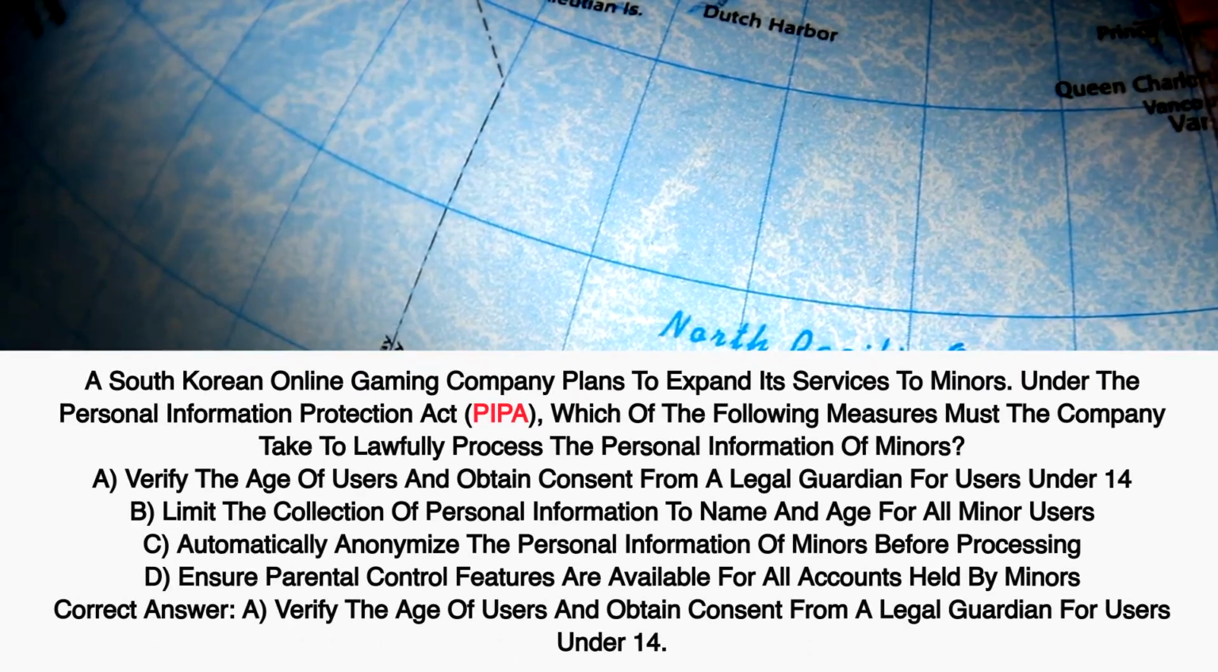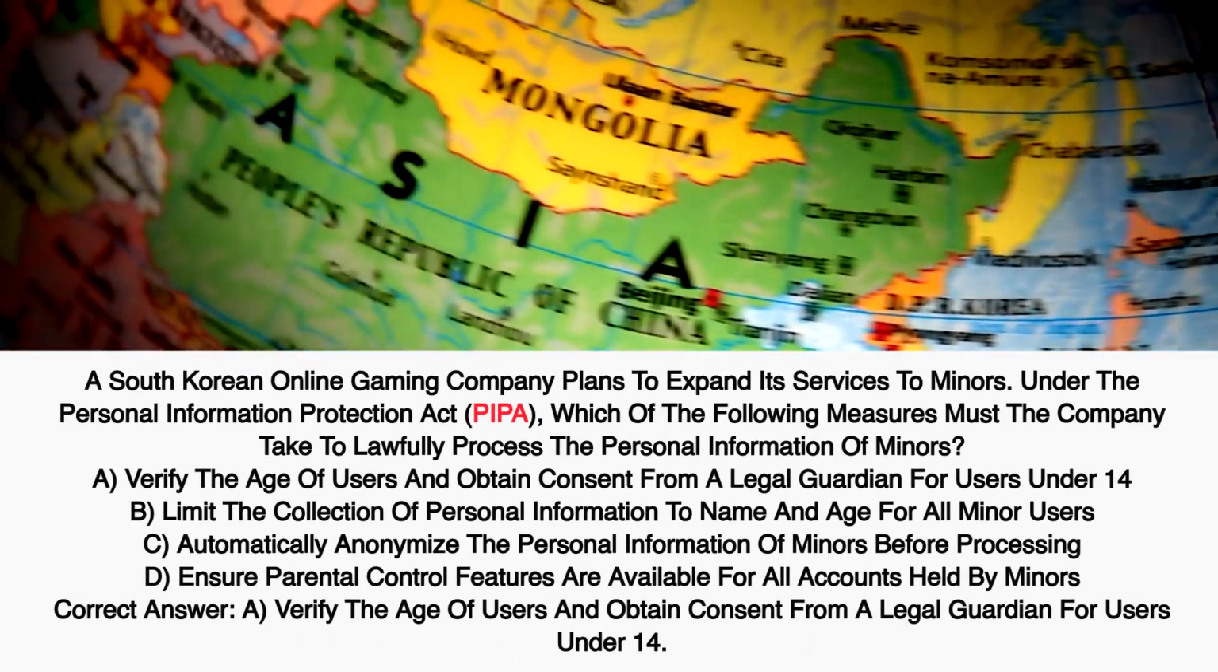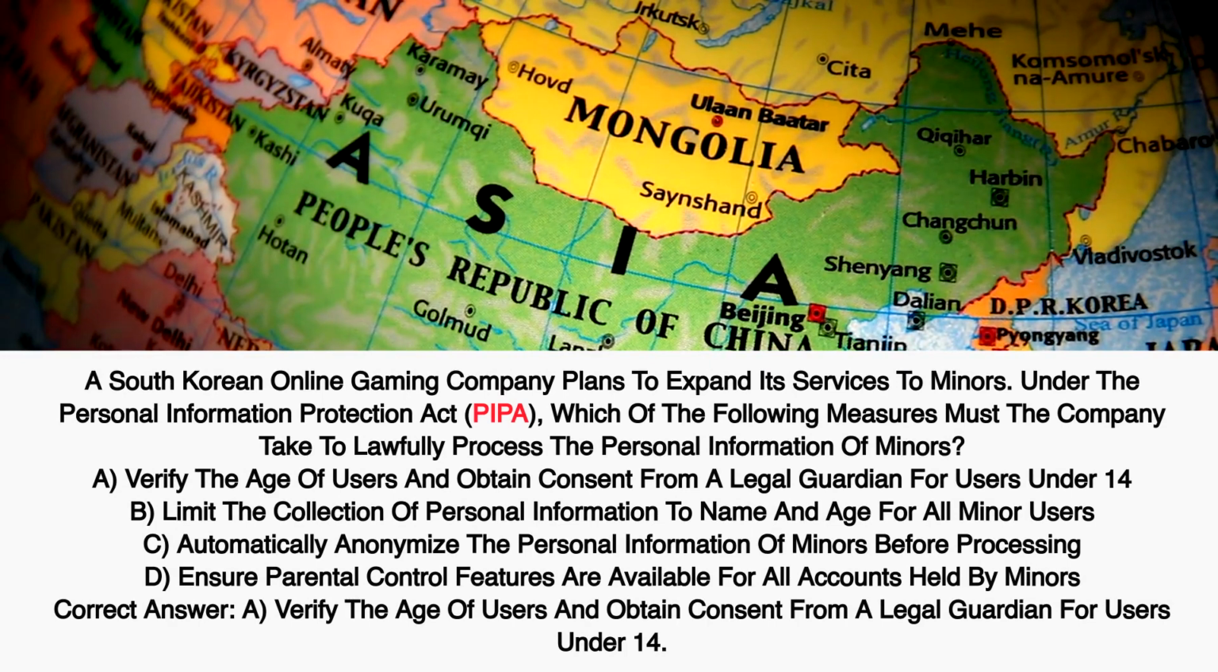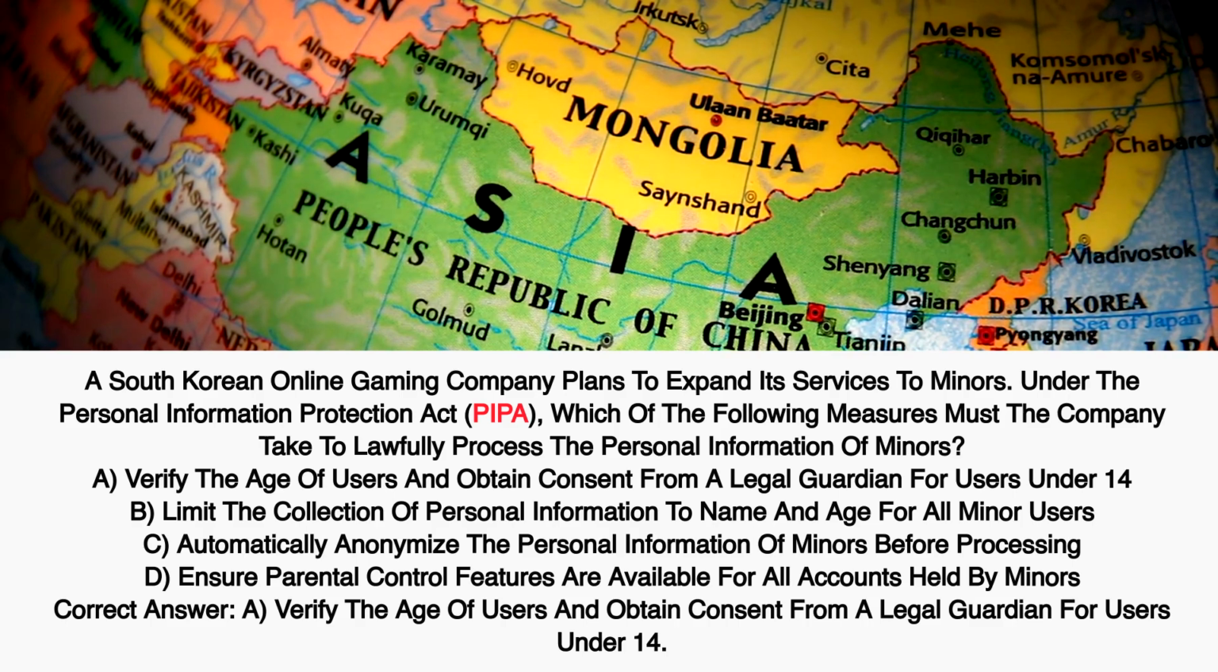A South Korean online gaming company plans to expand its services to minors. Under the Personal Information Protection Act, PIPA, which of the following measures must the company take to lawfully process the personal information of minors? A. Verify the age of users and obtain consent from a legal guardian for users under 14.